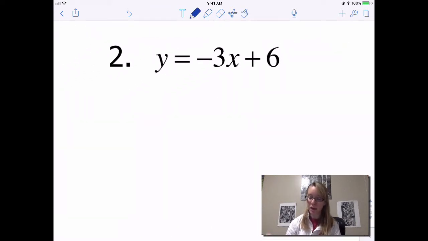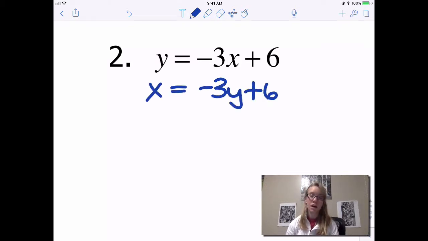Number 2. First step is rewrite f of x for y. Already done. We have a y. Step 2 is switch x and y. So x equals -3y plus 6. Step 3 is solve for y. Subtract 6 on both sides.